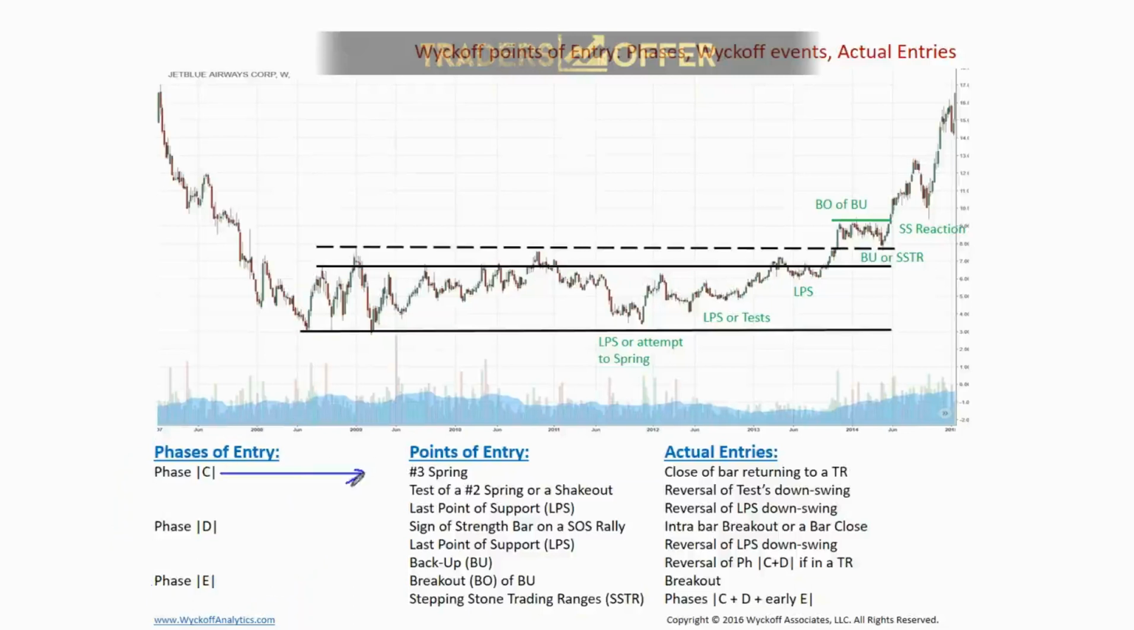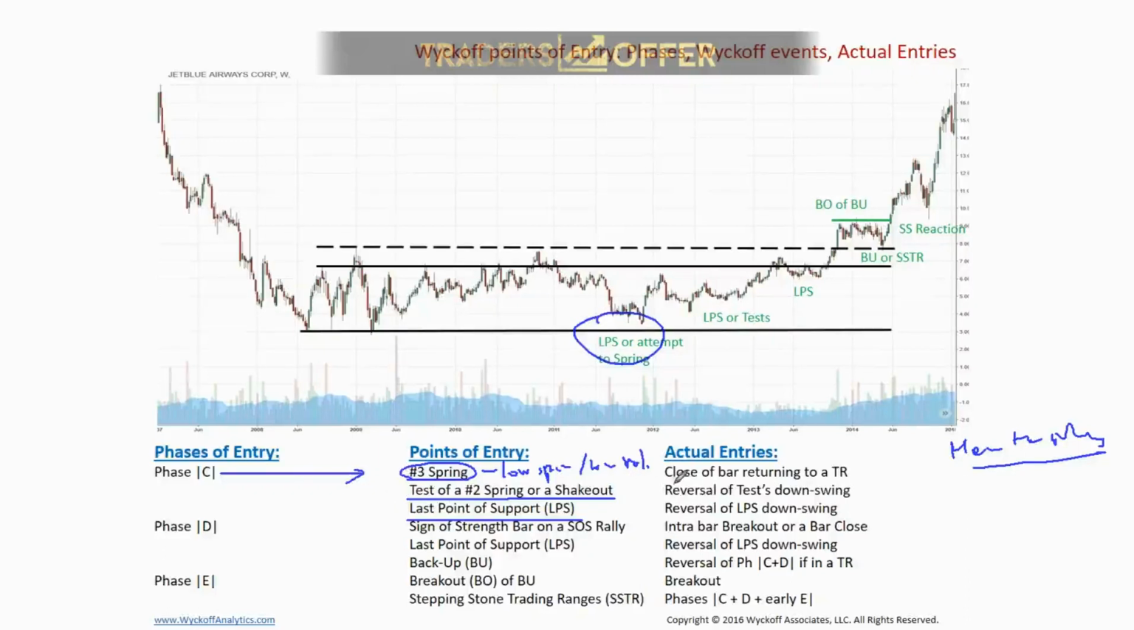So in phase C, where is our point of entry? Sprint number 3, which is going to be low spread, low volume. So that's how we would identify it. I probably would have to put another column here, how to identify. That would be most useful. Then the test of sprint number 2, or the shakeout, or the last point of support if we are failing, like right here, to produce a sprint. And those are going to be our 3 major points of entry for phase C.